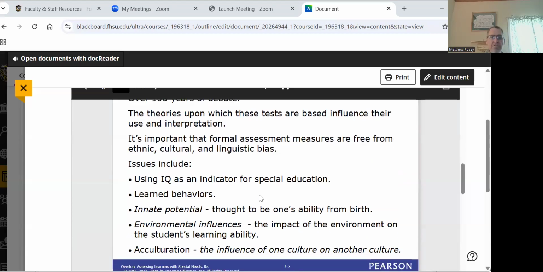Some common issues include using IQ by itself as an indicator for special education. That's an issue we often run across. We want to use more than just an IQ score, and we don't want to rely on just one piece of data either. It's good to look at the whole picture of the student. Also, another issue is learned behaviors versus innate potential, which is thought to be one's ability from birth.